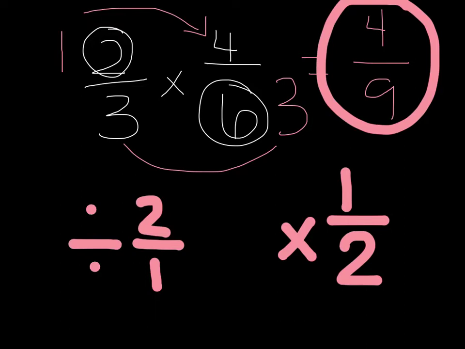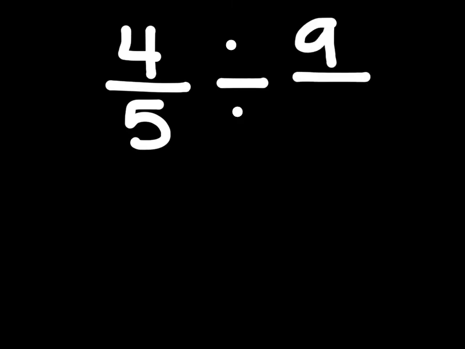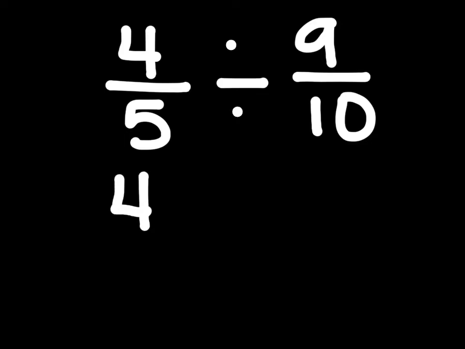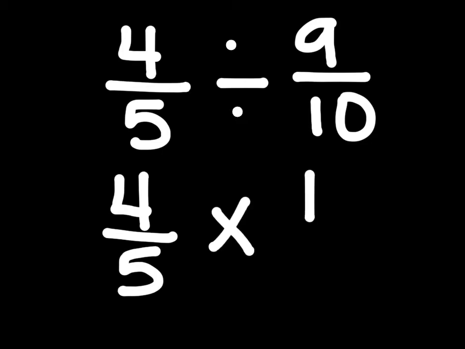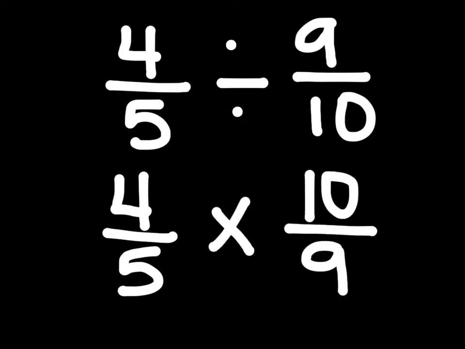Let's look at an example of division. When you have a division problem such as 4/5 divided by 9/10, we do not want to do division because 4 divided by 9 is ugly. So what you do is you keep your first fraction the same, change division to multiplication, and flip your second fraction upside down. Now you have a simple multiplication problem, which you know how to do.